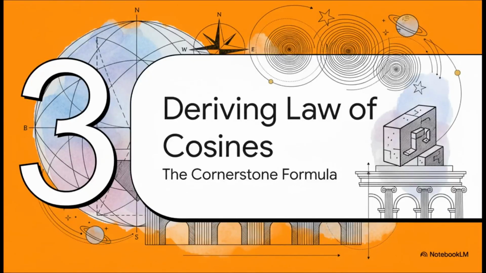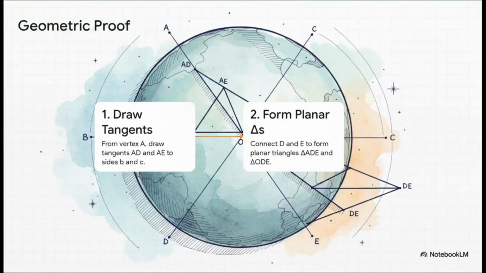All right, now for the main event. We are going to undertake a rigorous geometric derivation of the single most fundamental formula in all of spherical trigonometry, the law of cosines for sides. This right here is the cornerstone that supports the entire structure. To derive this law, we have to perform a really clever geometric construction. So imagine this. We start with our spherical triangle, ABC, sitting on a sphere with its center at point O.